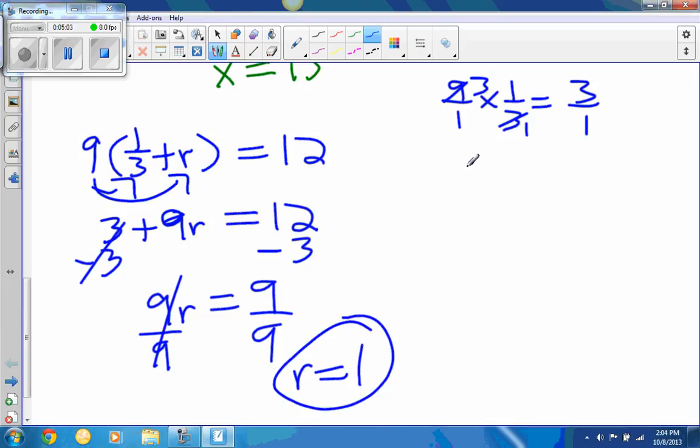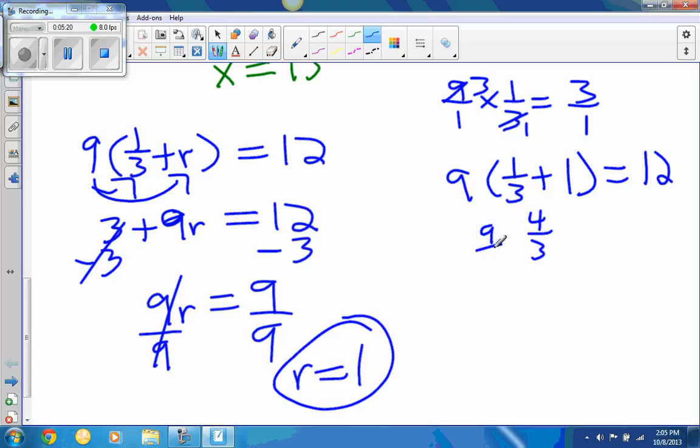And I can go ahead and plug it back in and see if it works. 9 times 1/3 plus 1 equals 12. Plug it back into my original right here. So here, 1 plus 1/3 would be 4/3. And then 9 times 4 is 36. Is 36 divided by 3 12? Yes, so it worked. So those are what we call three-step equations.